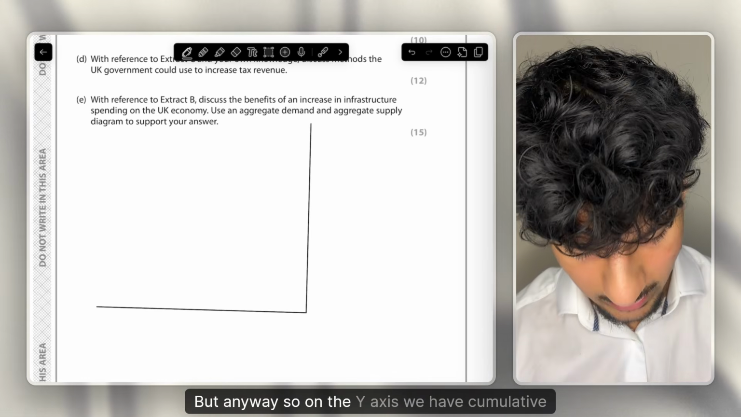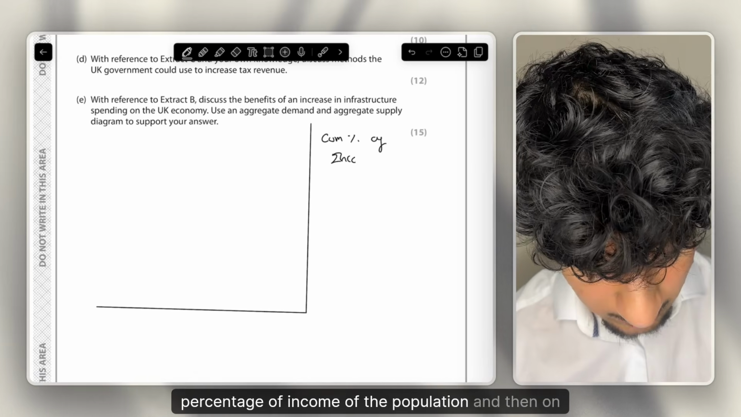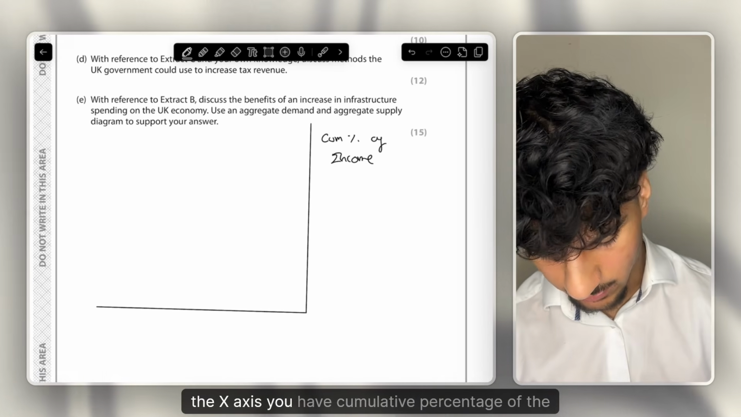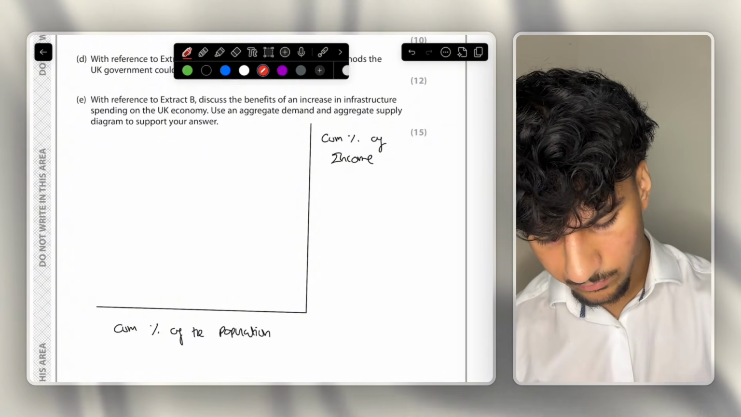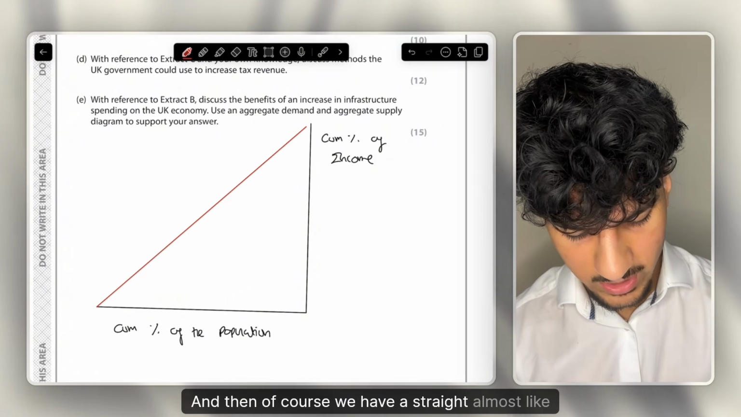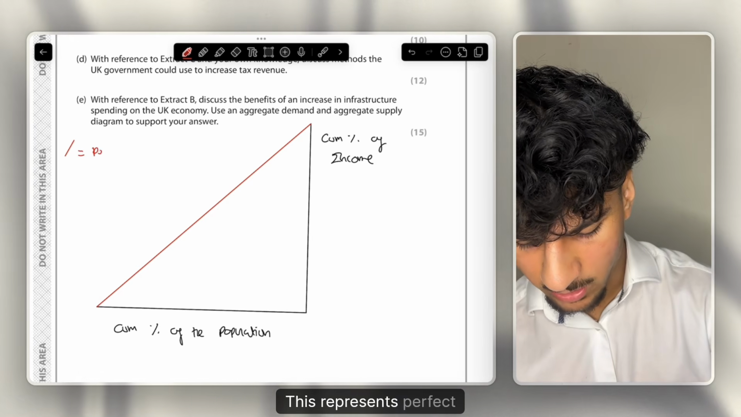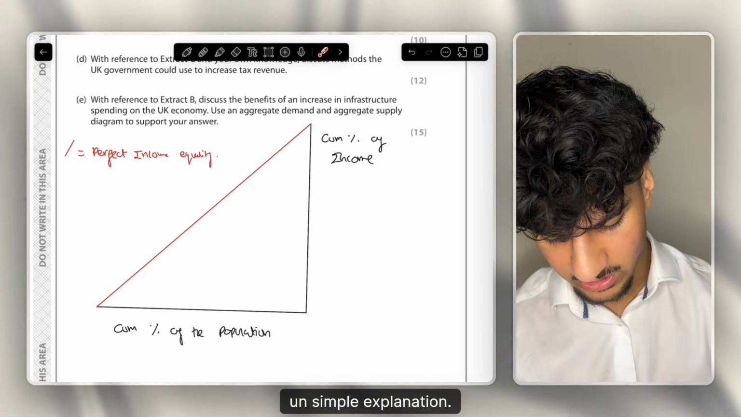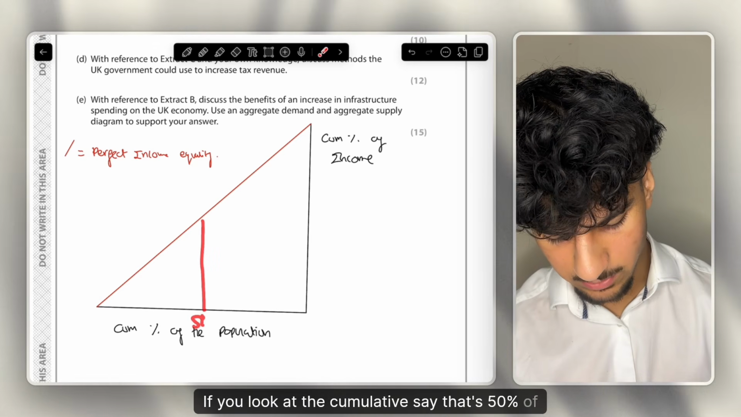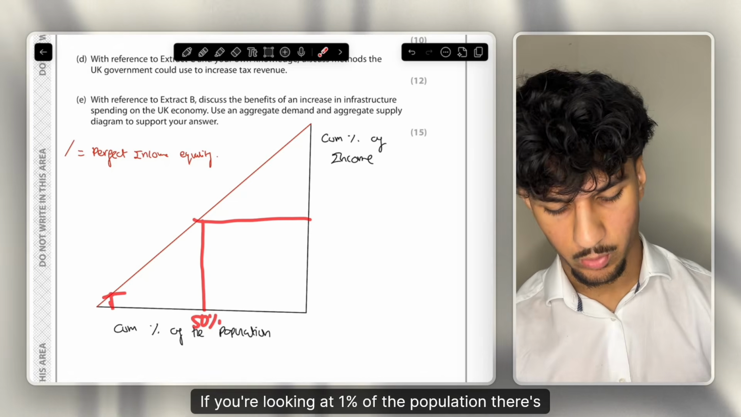But anyway, so on the y-axis we have cumulative percentage of income of the population, and then on the x-axis you have cumulative percentage of the population. And then of course we have a straight, almost like 90-degree line. And what does this straight red line represent? This represents perfect income equality. And simple explanation, if you look at the cumulative, say that's 50% of the population, there's 50% of the income there. If you look at 1% of the population, there's 1% of the income there.